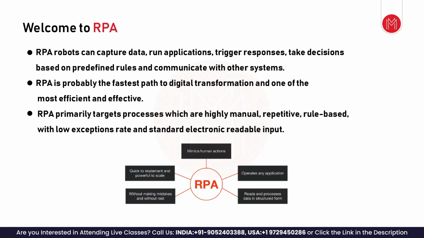Or if your mail comes from some other customer, you forward it to the sales team. Something like that. So you have some predefined rules there. So wherever you have predefined rules and you can tell the robot what to do in each situation, you can go with RPA.